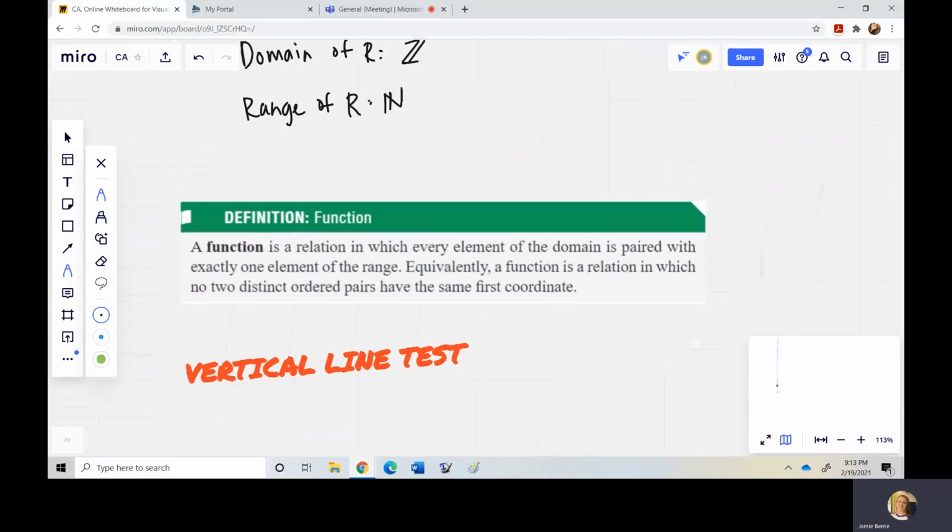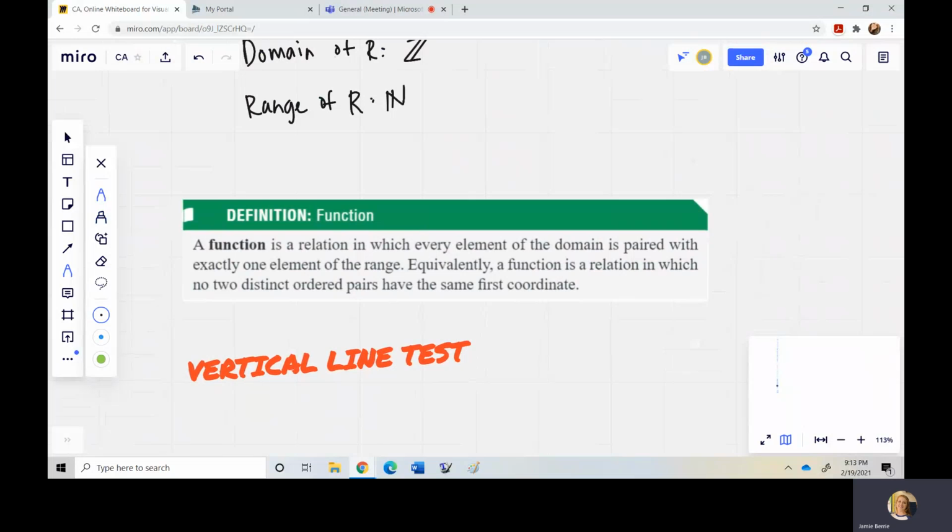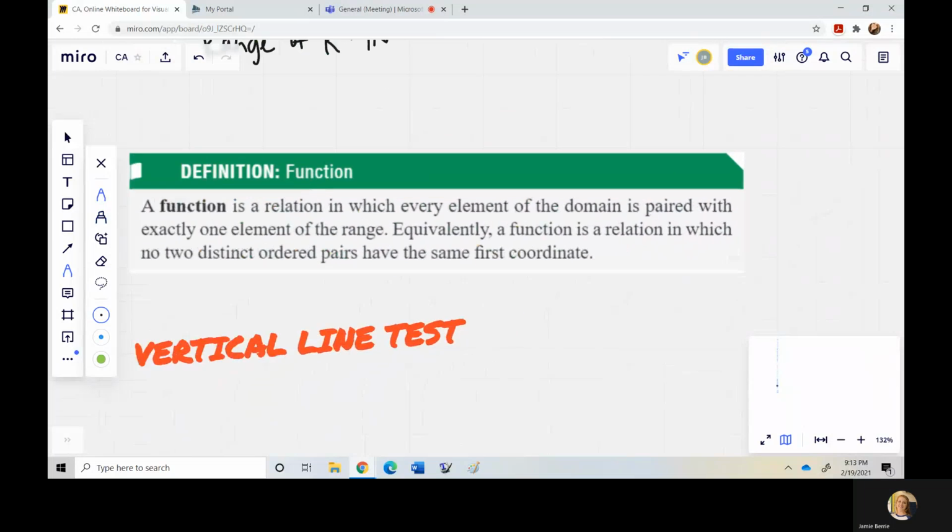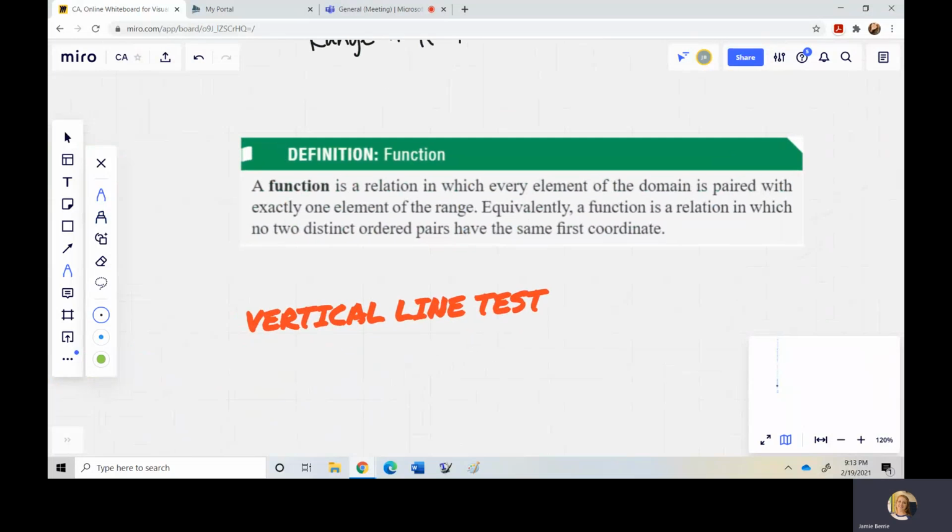All right, so let's talk about functions. Functions are special relations. Let's read the definition. A function is a relation in which every element of the domain is paired with exactly one element of the range. That means you're not going to have any x values that repeat.